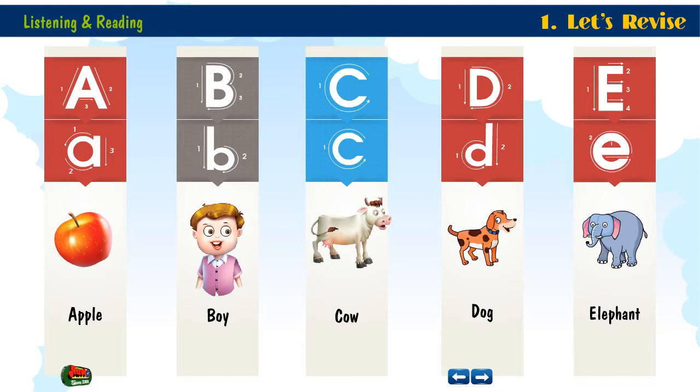Children, let's speak again. A for apple. B for boy. C for cow. D for dog. E for elephant.